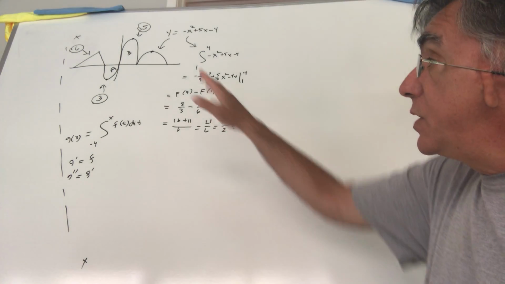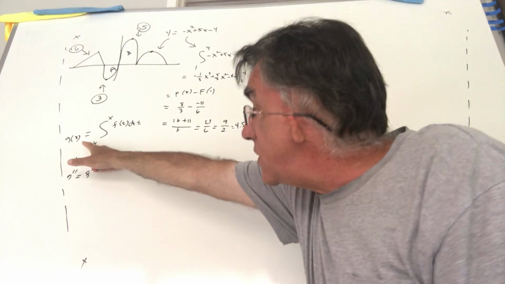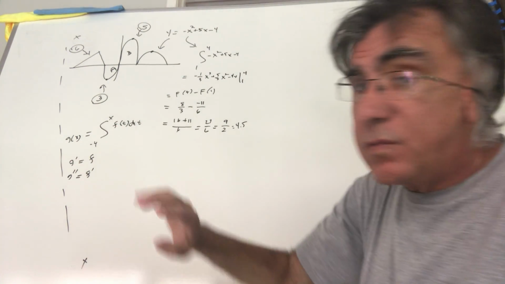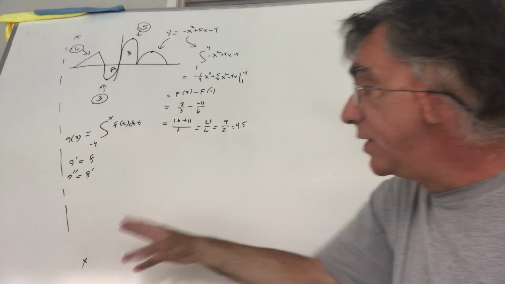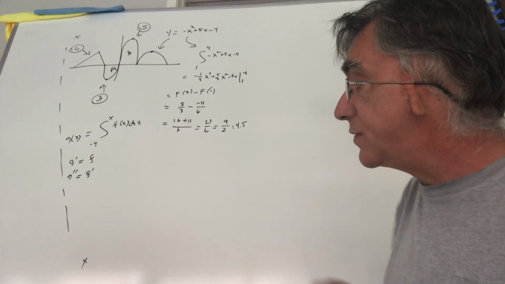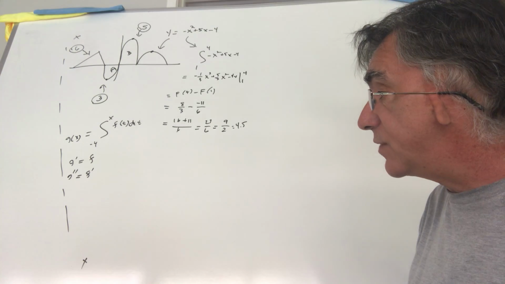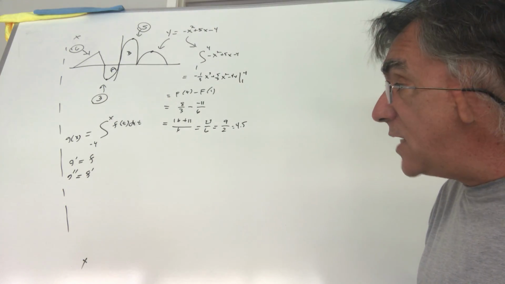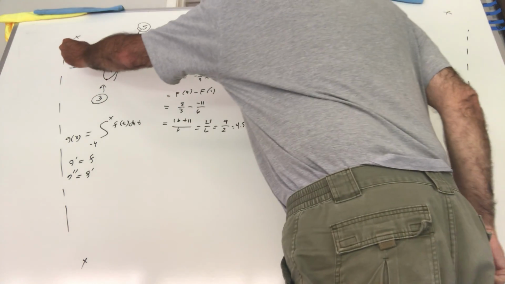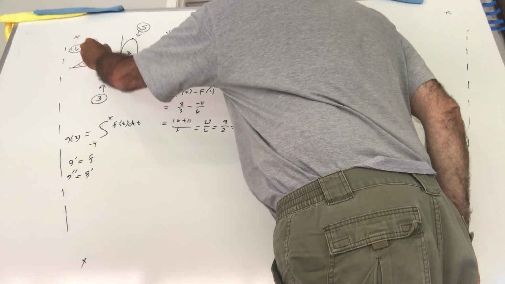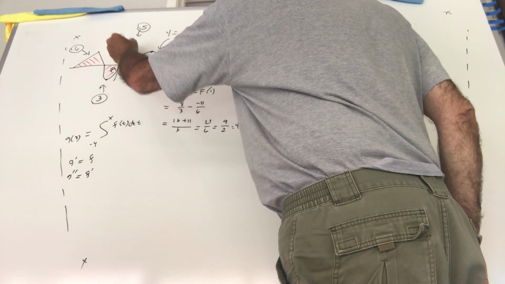The g is the integral of f. So the first thing you want to realize is that means that the derivative of g is f, and the second derivative of g is the derivative of f. The next thing you want to do is realize that each of these regions here, we're probably going to want to know what each of these regions is.